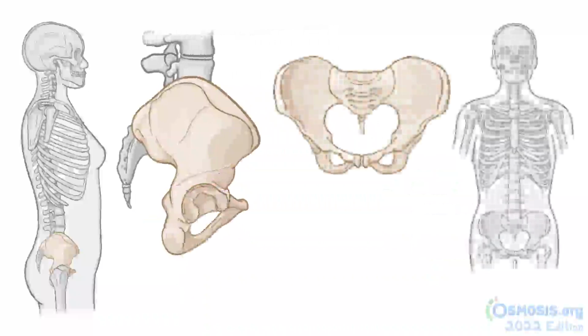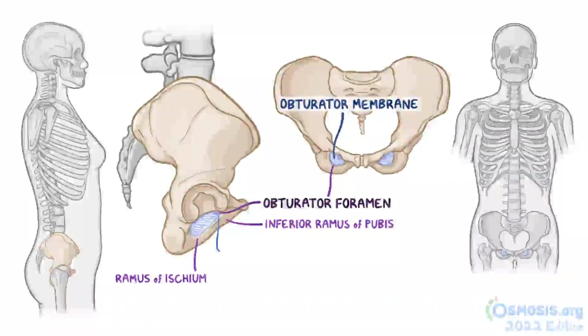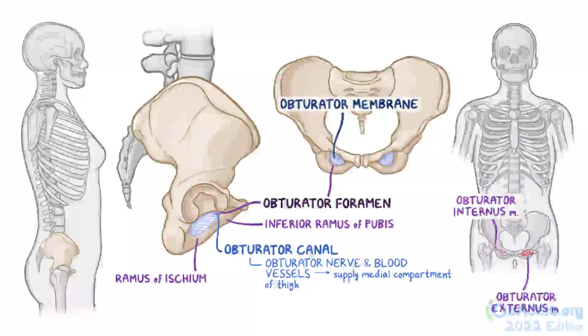And right below the acetabulum, there's the obturator foramen. The obturator foramen is bound by the ramus of the ischium and the inferior ramus of the pubis, and it's partially covered by the obturator membrane. The small part of the obturator foramen that's not covered by the membrane is called the obturator canal, through which the obturator nerve and obturator blood vessels pass to supply structures in the medial compartment of the thigh. Also, the obturator membrane gives origin to two muscles, called the obturator internus and externus muscles.